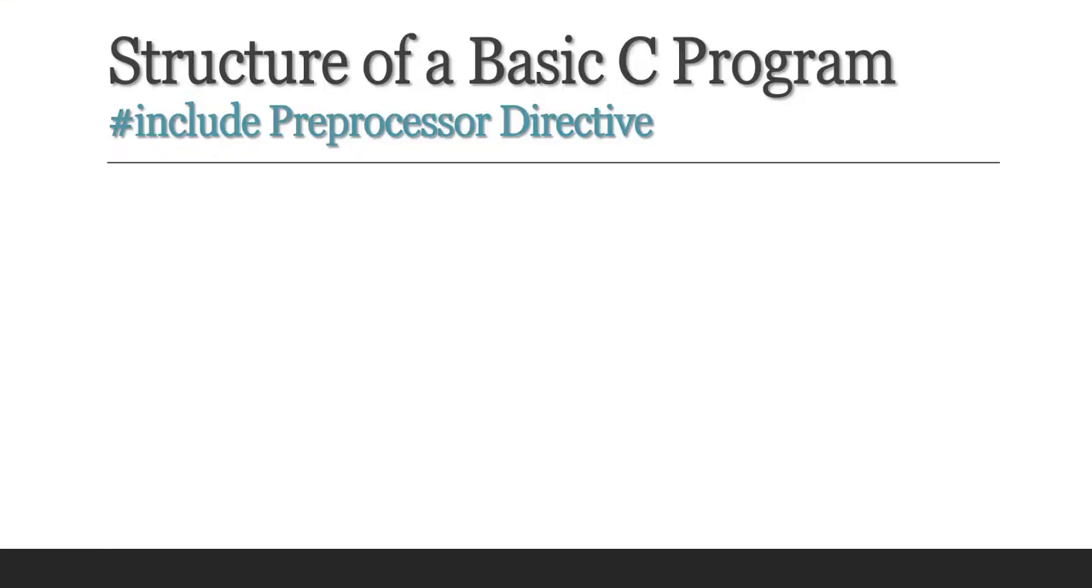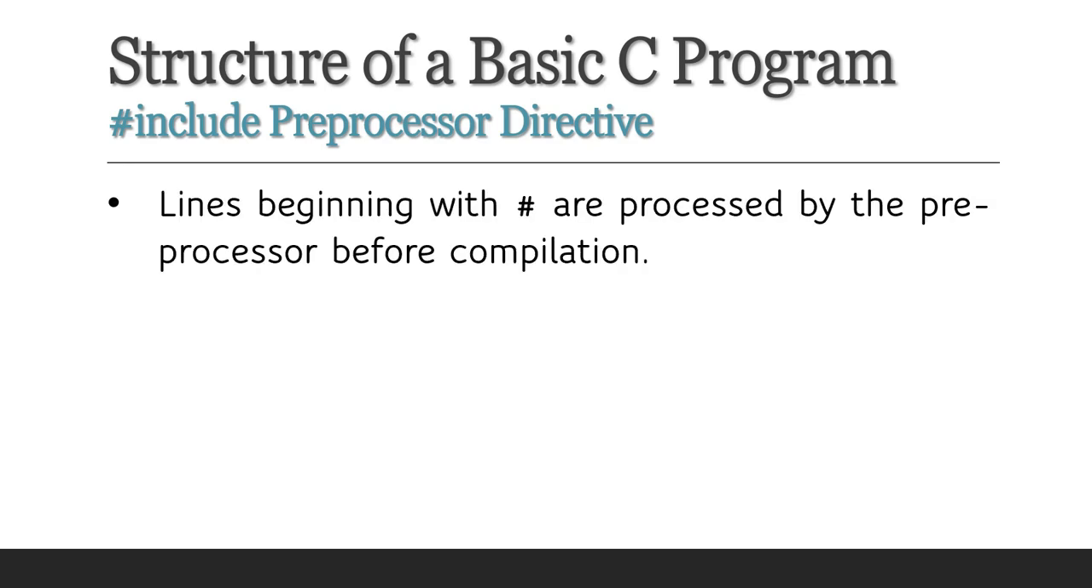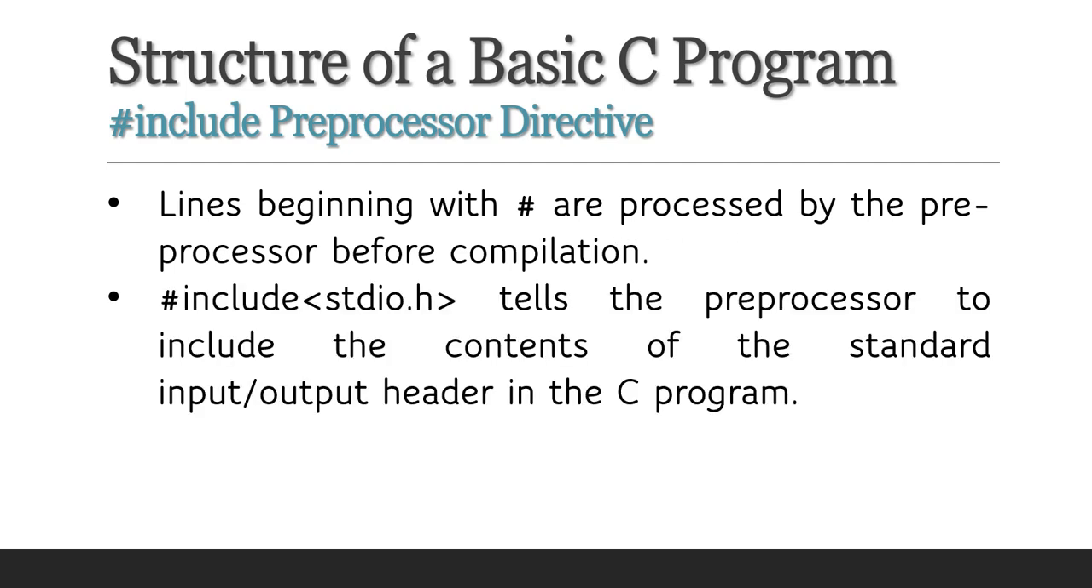Next structure is the #include preprocessor directive. Lines beginning with the number sign are processed by the preprocessor before compilation, meaning before the programming language is translated into machine code or machine language, these will be processed first. The #include stdio.h tells the preprocessor to include the contents of the standard input-output header in the C program. For example, printf and scanf are functions that are defined in the stdio.h, meaning we have to include this first before we could use the printf and scanf functions.